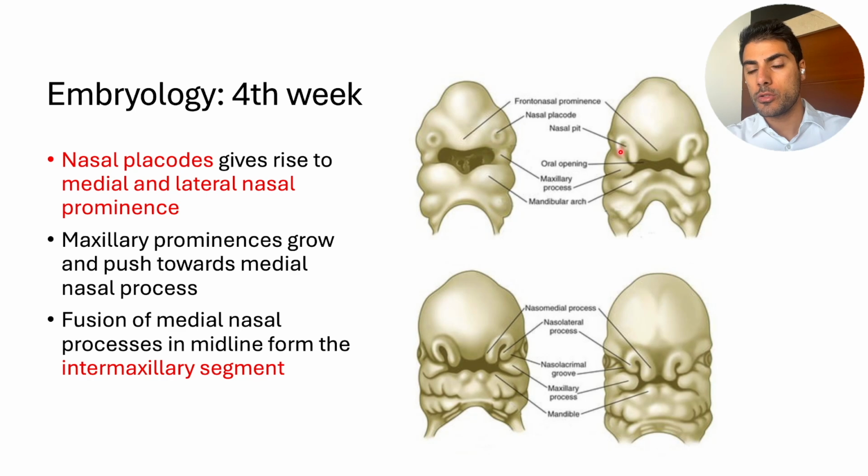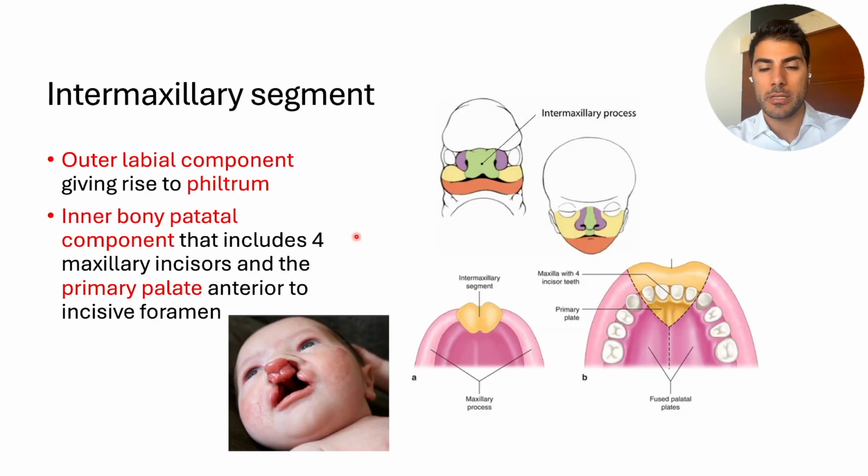So basically at the 4th week, we will start having these nasal placodes. Then the nasal placodes will start dividing into the lateral and the medial nasal processes. Then as you can see here, this is the maxillary prominence. It will push inwards. And then finally, while pushing it inwards, it will cause these medial nasal processes to fuse, and they will give us the intermaxillary segment. So the intermaxillary segment is basically formed by the fusion of the medial nasal processes.